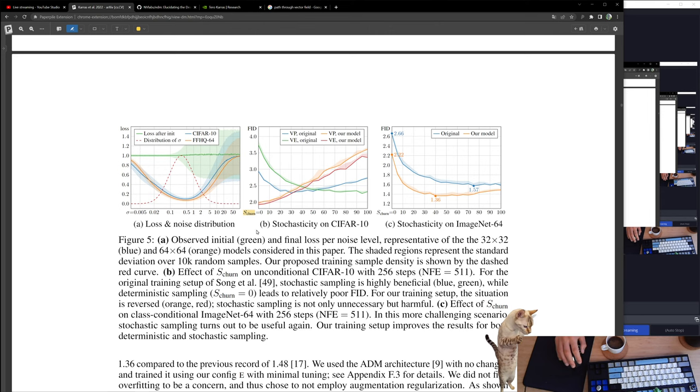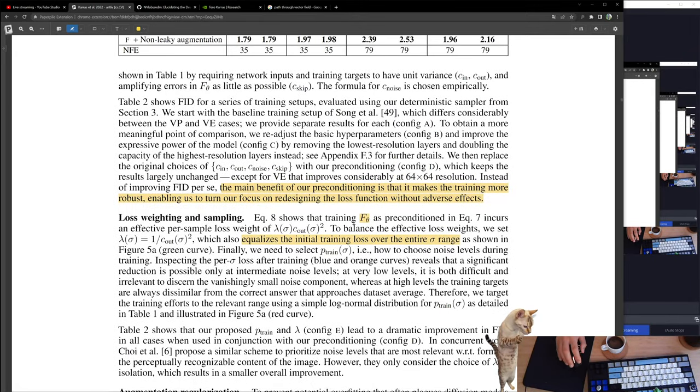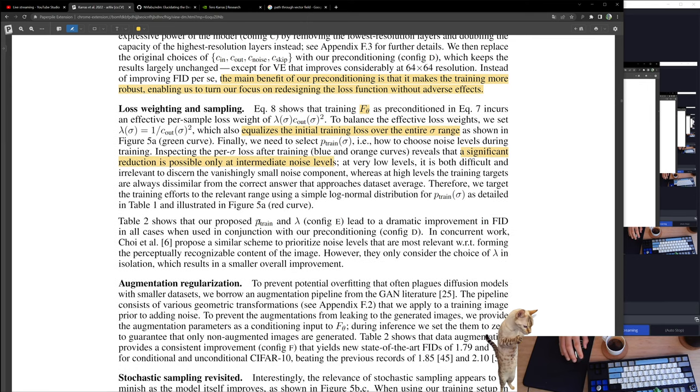This is the S churn parameter that they choose. A significant reduction is possible only at intermediate noise levels. At very low levels, it's difficult and irrelevant to discern the vanishingly small noise component. Dramatic improvement in FID. Prioritize noise levels that are most relevant with respect to forming the perceptually recognizable content of an image.